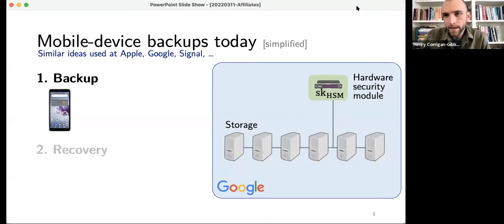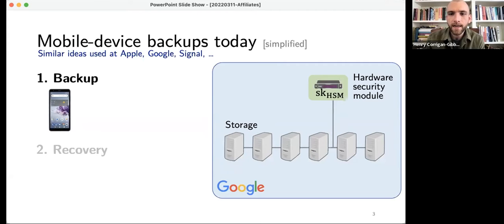So before I get into what we've done, I want to talk a little bit about how this works today. And similar systems are implemented in iOS, in Android for Google's backup. Signal has something called secure value recovery, and other platforms do similar things. And the setup is as follows. So there's a data center with a bunch of machines in it. You can think of these as just basically dumb storage.